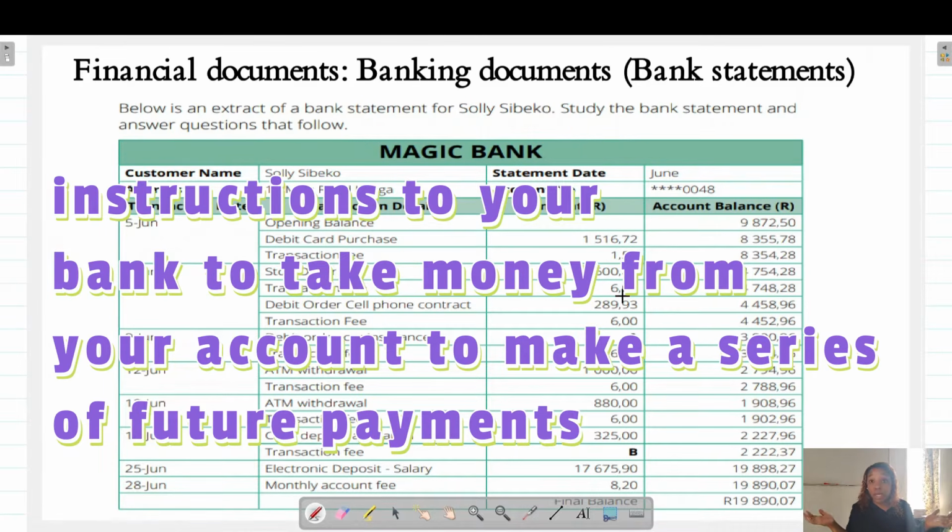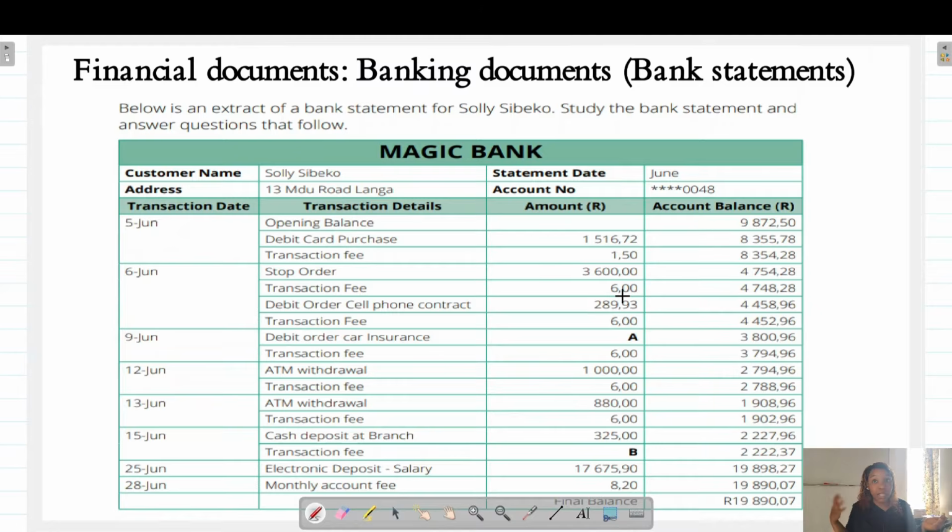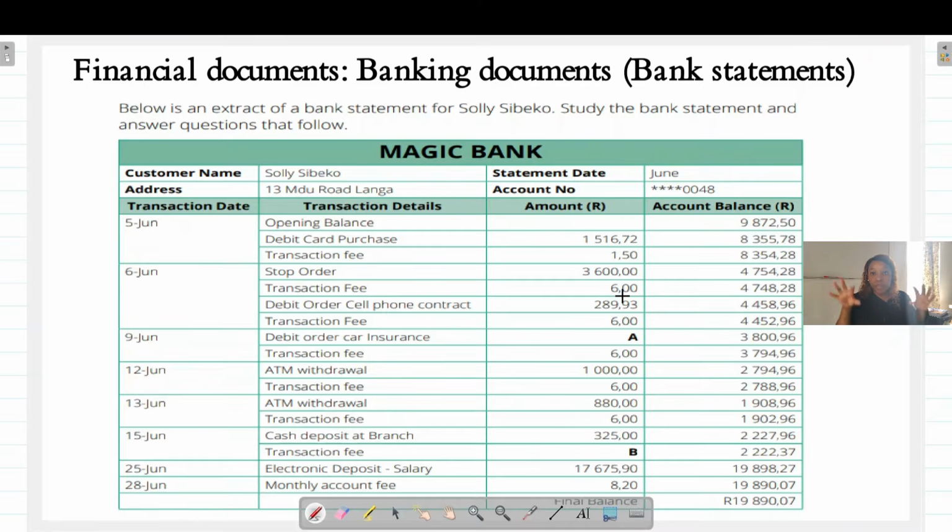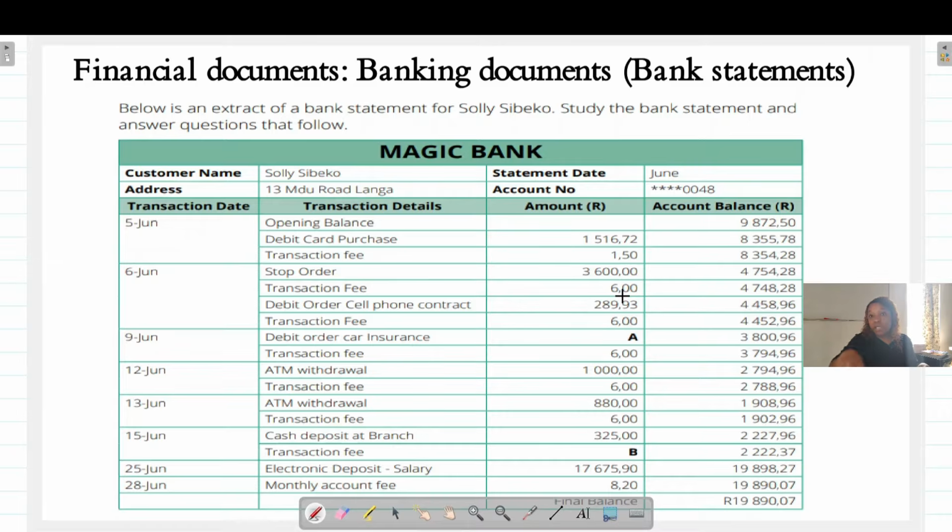Sometimes some people make a stop order to pay for the rent every month, so that they don't forget that, okay, every month on the 20th of the month, money must come out of their account to pay for their rent. Some people make a stop order that every month on, for example, the first day of the month, the bank needs to take money from their account and put it into the 30-day notice account. So with a stop order, you tell the bank that they can take money out from your account to pay for particular payments, or maybe take money from your account to put it into your savings account. So that is a stop order.